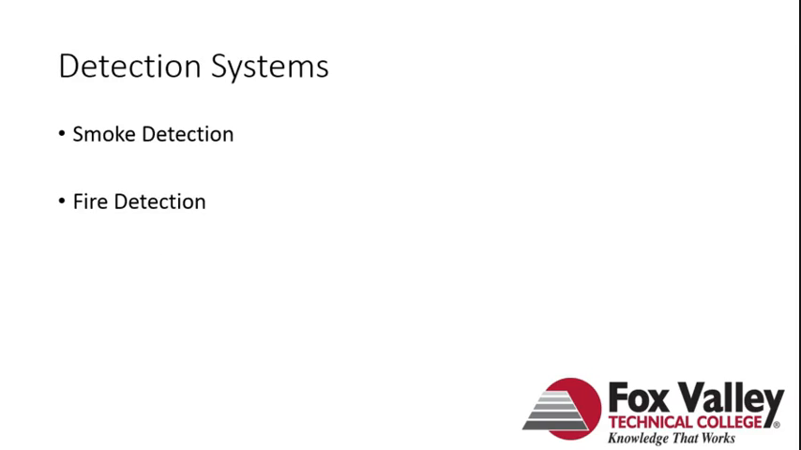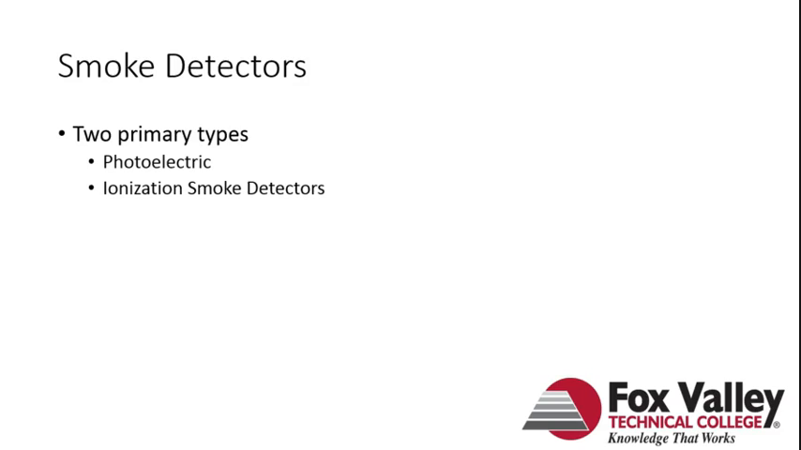So starting with the detection system, we basically got 2 different things that we look for. And the old adage, where there's smoke, there's fire. We look for both of them. So we look for both smoke detection and fire detection. With the smoke detectors, and this is just like the ones you may have in your home, we have 2 primary types, the photoelectric and the ionization smoke detectors.